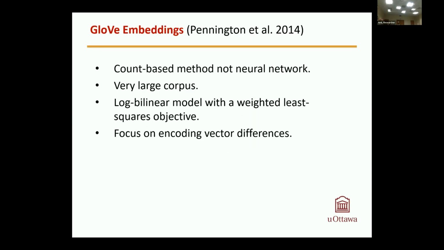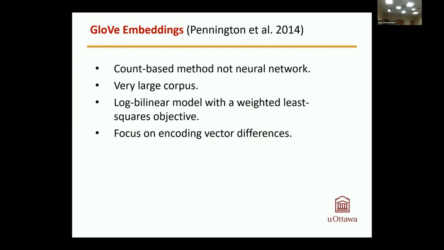There are two others. GloVe is not neural network based, but is more like a very large corpus with some sort of weights and pairs, and it encodes vector differences, which words appear in similar contexts. What is the difference between vectors? It works well because it's trained maybe on larger data than word2vec.